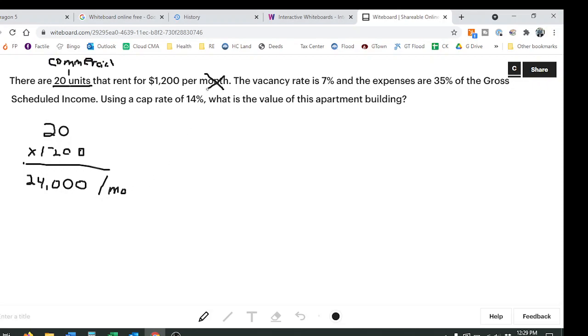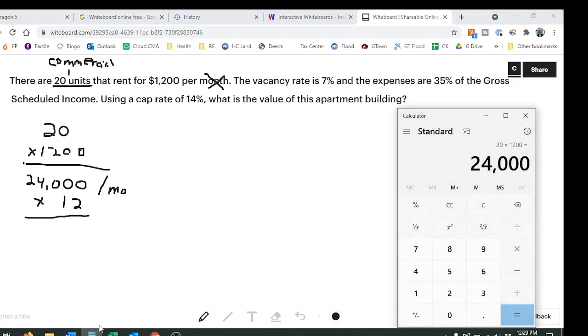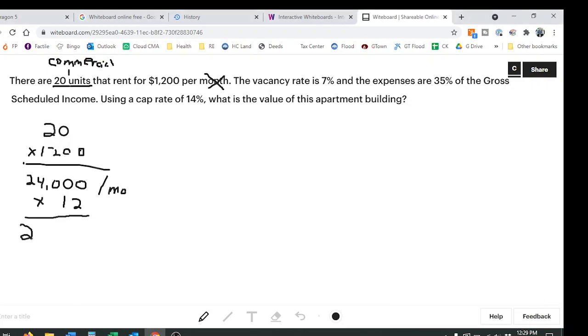But we just said a moment ago we've got to get it from monthly to yearly because we're dealing with a commercial building, not single family. So I've got to multiply that by 12 months in a year. Let's do that math. 24,000 times 12 gives us $288,000. And that's the gross scheduled income. Put a dollar sign right there.